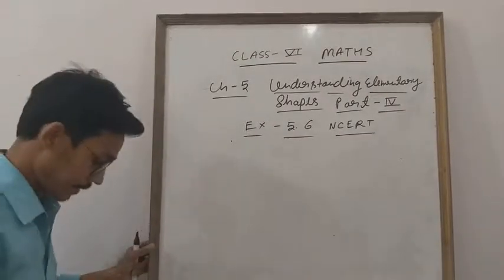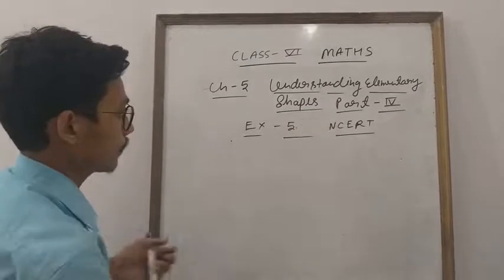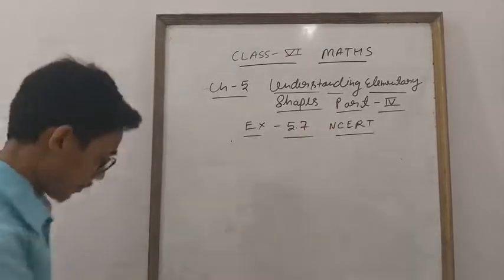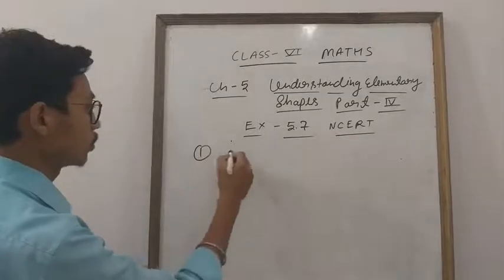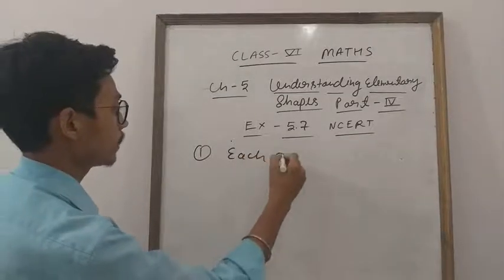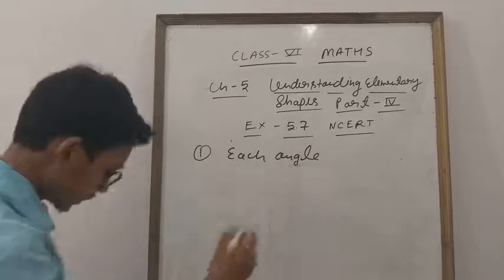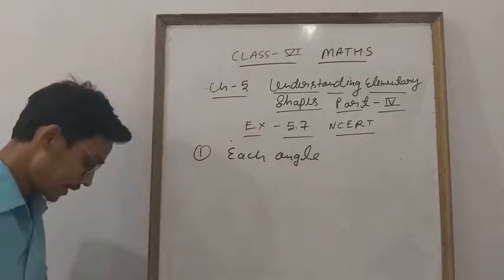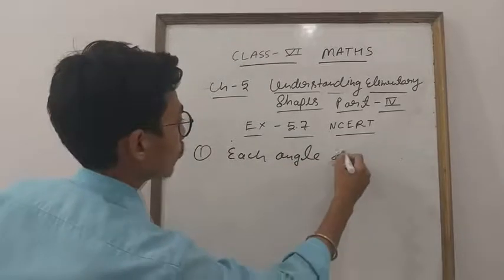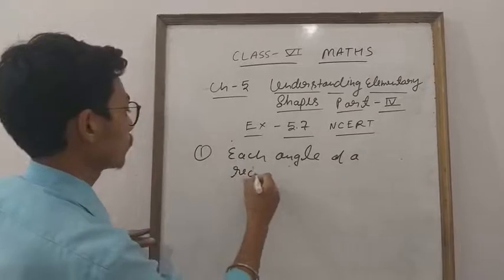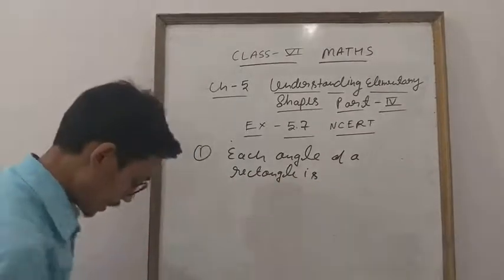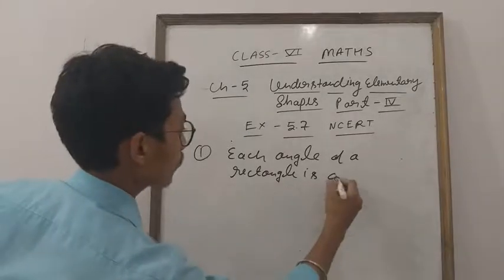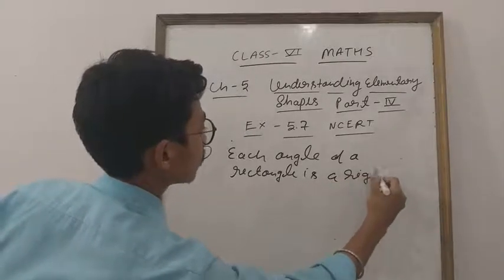Okay. Now move to the next question. Next exercise, this is 5.7. It is given: each angle of a triangle is a right angle. This is true or false. You know that each angle... what is given? Each angle of a rectangle is a right angle.